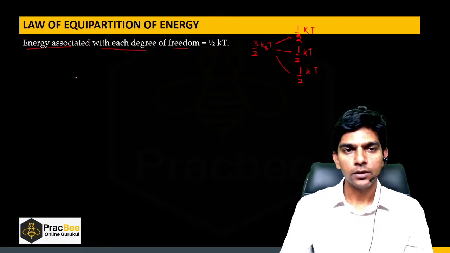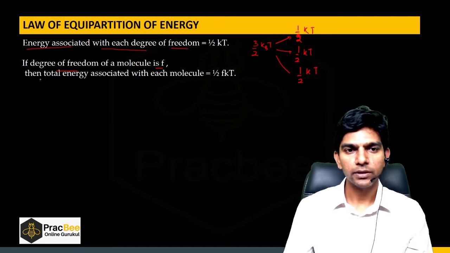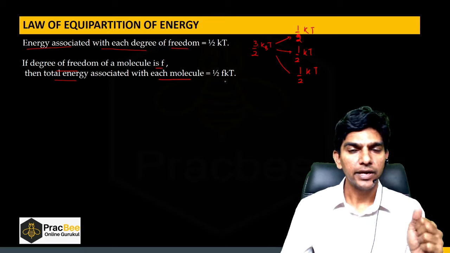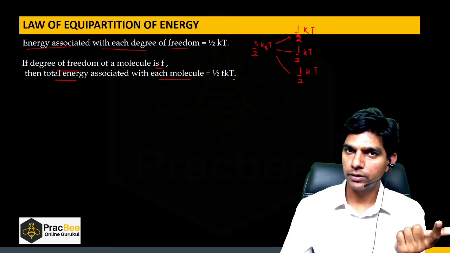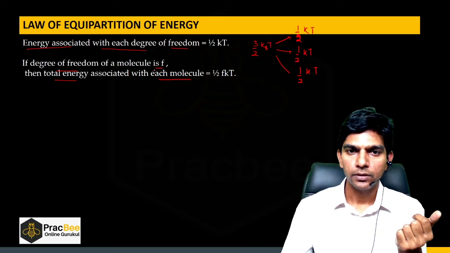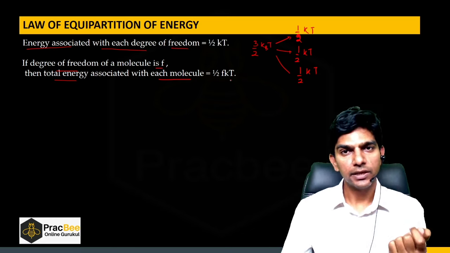So if the degree of freedom of a molecule is F, then the total energy associated with each molecule will be F times half kT. Is it clear? Half kT is the energy associated with 1 degree of freedom. So if the degree of freedom is F, it will become F by 2 kT. I hope it is clear.